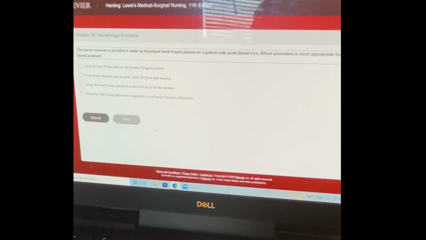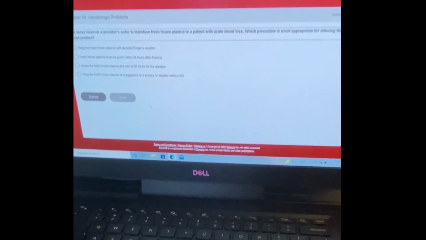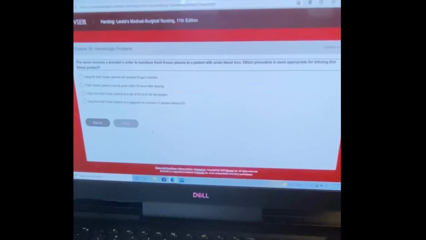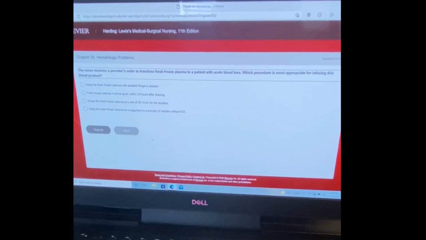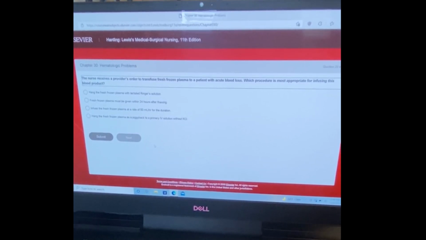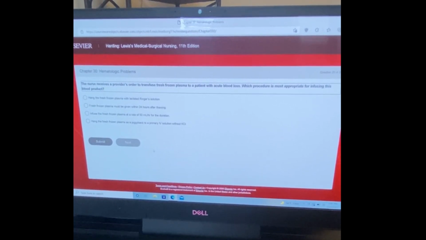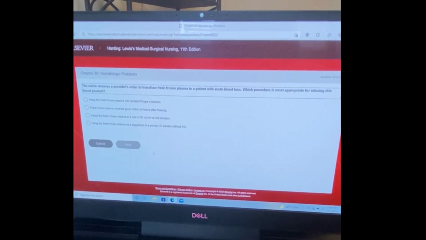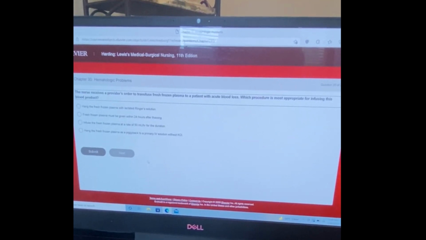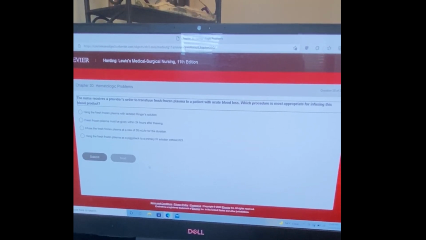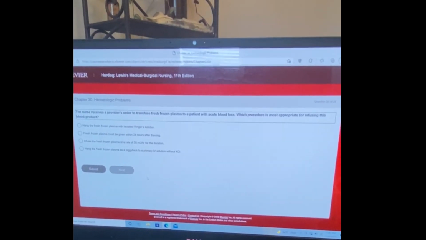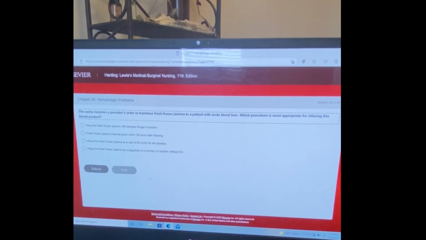The nurse receives a provider's order. Okay, this is my... Oh God, the nurse Chris. The nurse receives a provider's order to transfuse fresh frozen plasma to a patient with acute blood loss. Which procedure is most appropriate for infusing this blood product? Okay, so the nurse received an order to transfuse fresh plasma to a patient with blood loss. What procedure do you need to use when you want to infuse it?